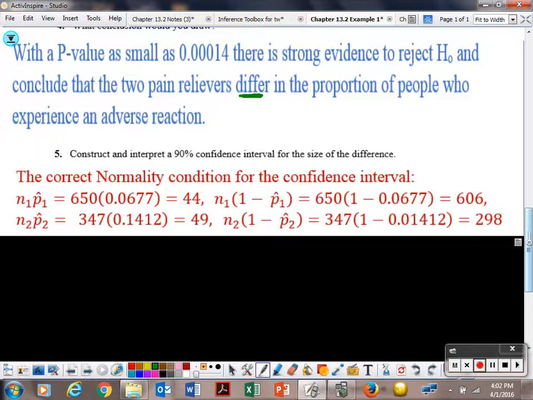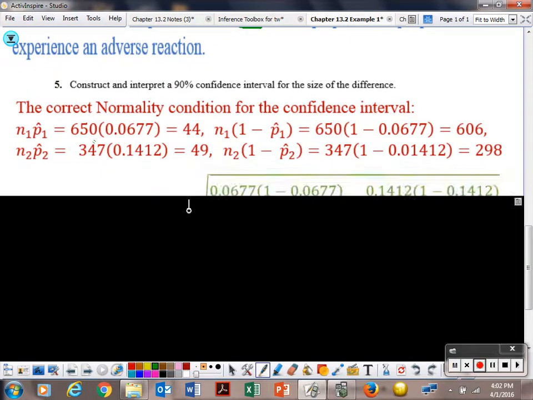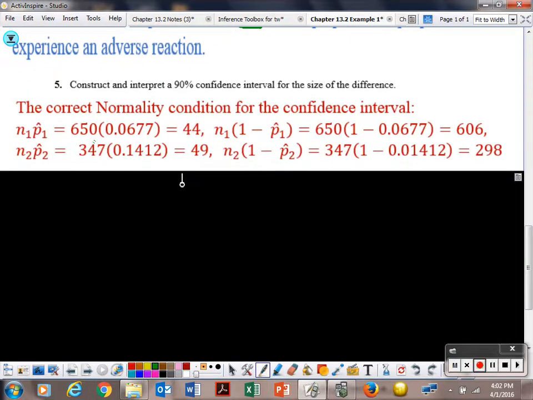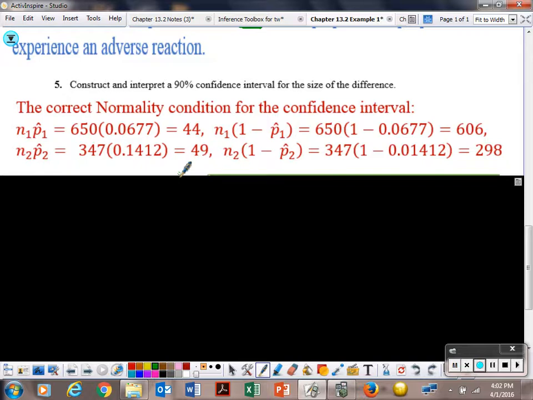Okay, now, the conditions are all greater than, I didn't put that part down, but the condition is met. All are greater than or equal to 5, so things are good. All right.